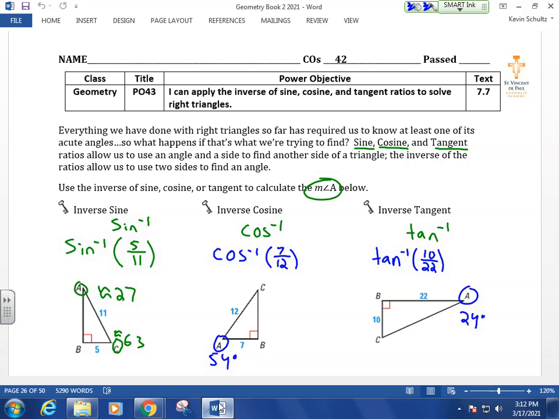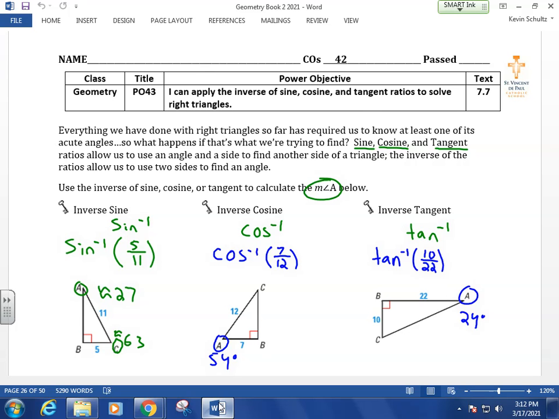Okay, so that's kind of the gist of it. Very similar to sine and cosine, tangent. We're still using those SOHCAHTOA ratios. We're still using locations of sides to determine which ratio we are going to use. It's just now we're using the inverse so we can calculate angle measures rather than sides.